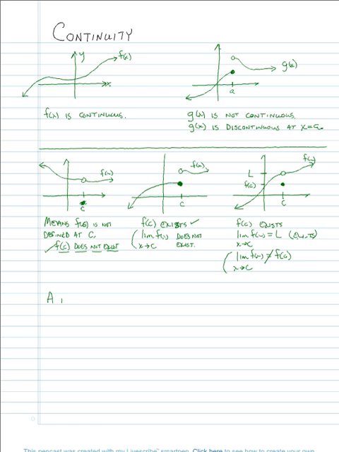We say a function f is continuous at the number c provided the following three conditions are met. And the very first condition is that f of c must be defined or exist. f of c must exist. That is, be defined.